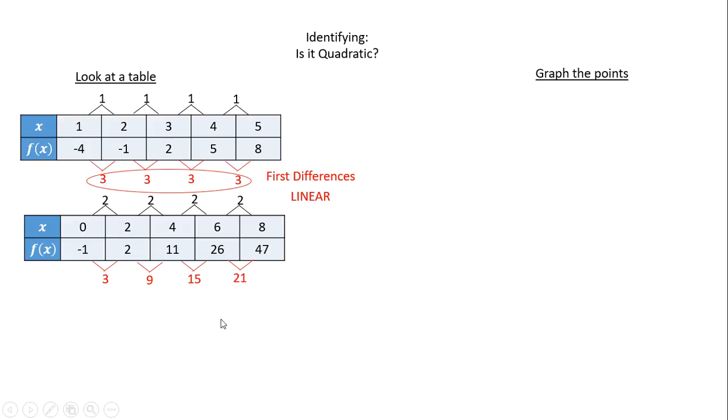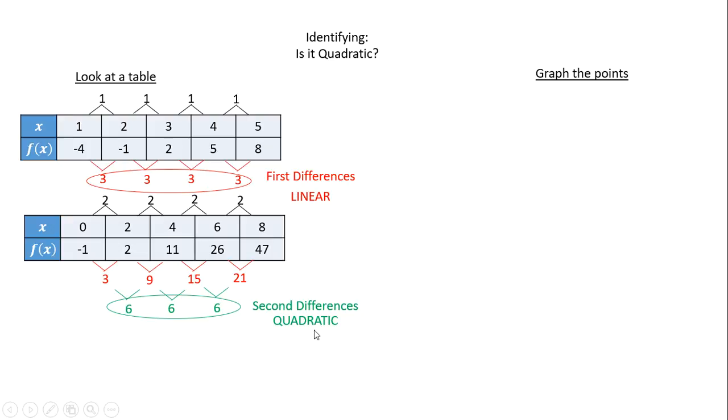Our next step: look at the differences between these. How do we get from 3 to 9? And 9 to 15, and 15 to 21? From 3 to 9, we add 6. 9 to 15, we add 6. And 15 to 21, we add 6. These are what are called the second differences. We can notice that these differences are all the same. The second differences being the same means that this is quadratic.